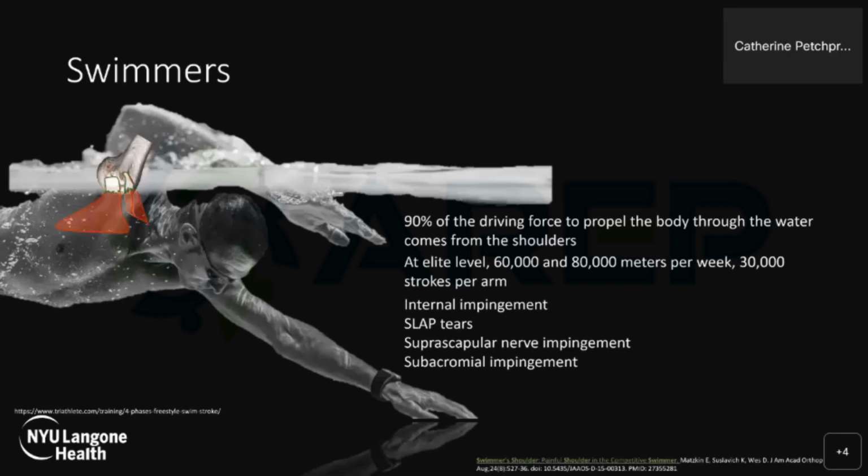Swimmers are unique in that 90% of the driving force to propel the body through the water comes from the shoulders. An elite swimmer will perform tens of thousands of strokes per arm per week. It's no surprise that the shoulder is the most common reported area of injury in swimmers. Now, does this position look familiar?